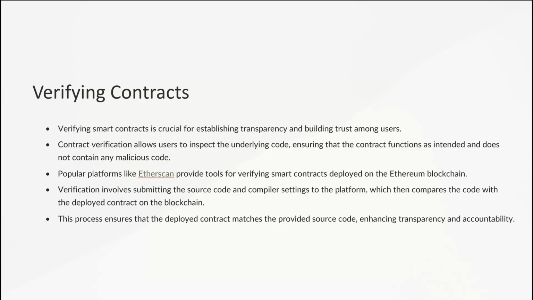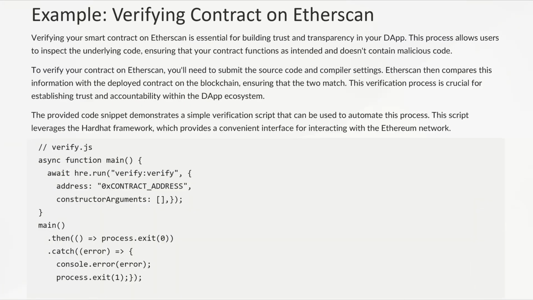Verifying contracts. Verifying your smart contracts is essential for transparency. Users can inspect the code to ensure it functions as intended. Platforms like Etherscan provide tools for this process. For example, verifying on Etherscan. To verify your contracts on Etherscan, submit the source code and compiler settings. Etherscan will compare this with the deployed contract on the blockchain, ensuring everything matches. This builds trust with your users.